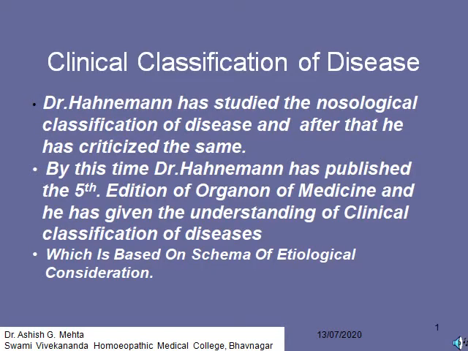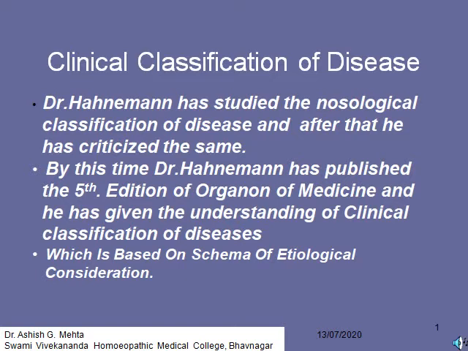Today we will learn about the clinical classification of diseases. Dr. Hahnemann has studied the nosological classification and after that he has criticized the same. And he has not criticized the nosological classification straight away. He has studied the nosological classification from each and every viewpoint. He has studied the febrile and afebrile diseases. He has studied the epidemic diseases. He was not convinced with the nosological classification. That is why he has opposed the nosological classification of the disease.